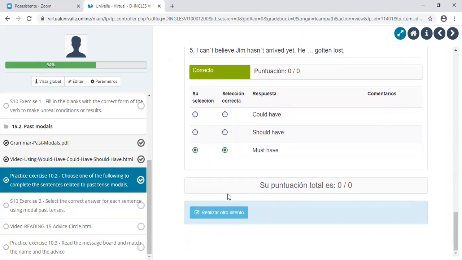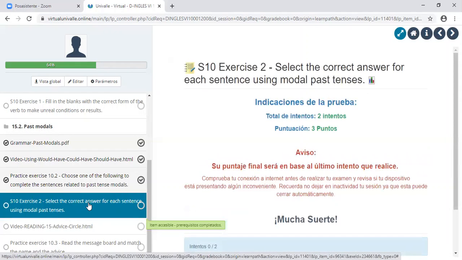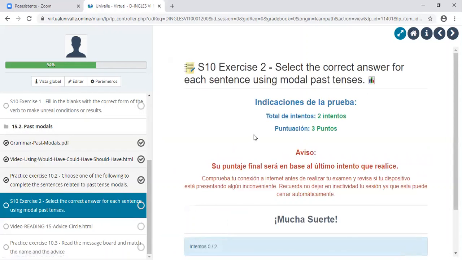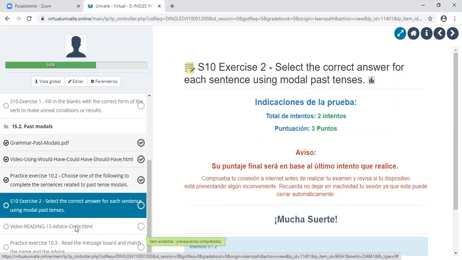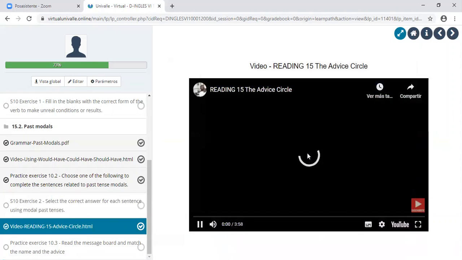Now you're going to have an exercise that is going to be evaluated, and this goes for 3 points. You are going to select the correct answer for each sentence using modal past tense. Okay, this exercise goes for 3 points, and finally we're going to have a reading advice circle. We're going to take a look at it.